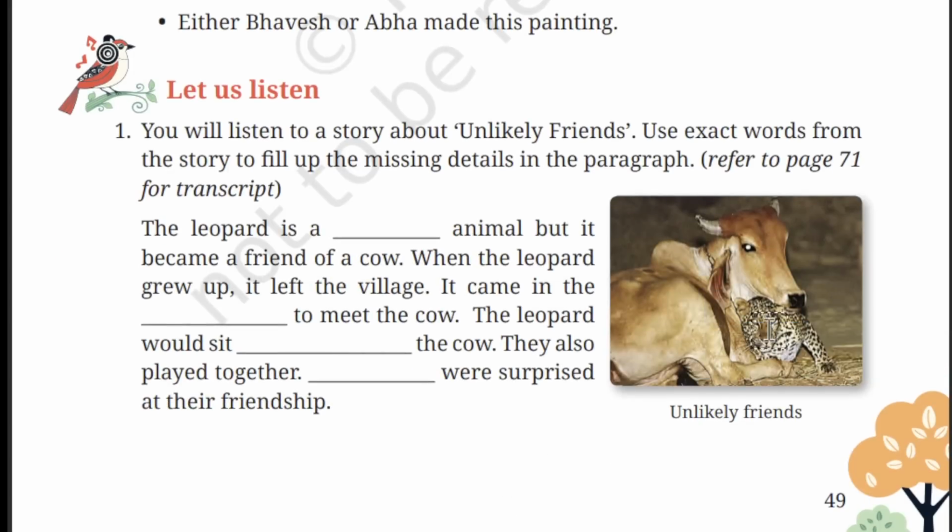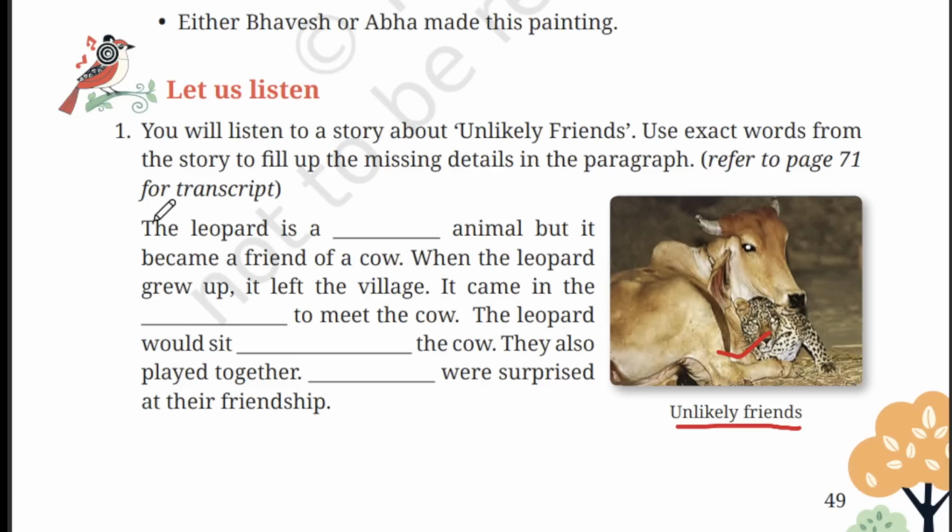All right. So look at this picture. How beautiful is a cow. See, these two are unlikely friends. A cow and, I think it's a cheetah. It's a cow and a cheetah. So you will listen to a story about 1 minute, students, about unlikely friends. Use the exact words from the story to fill up the missing details in the paragraph. Refer to page number 71.